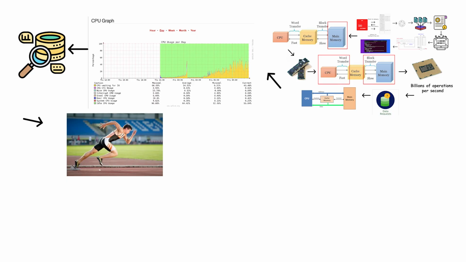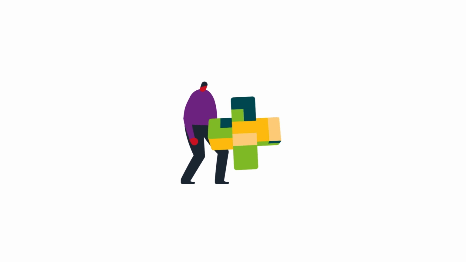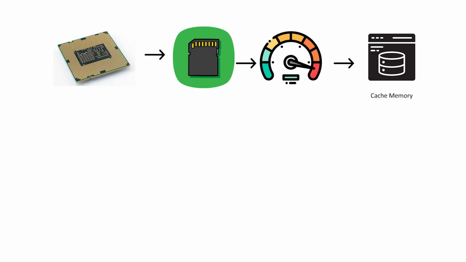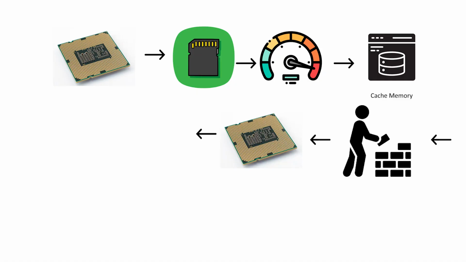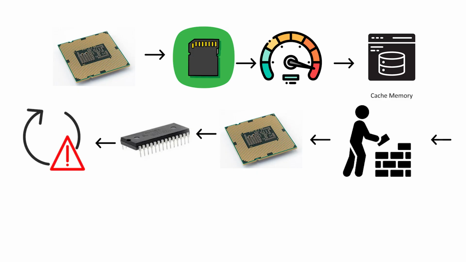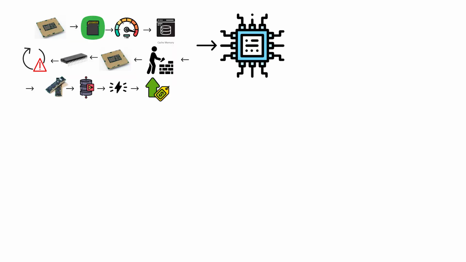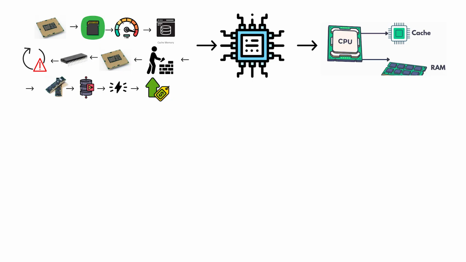Imagine a sprinter stopping mid-race to ask for directions. That's how bad the slowdown is. To solve this, CPUs use a smaller, much faster type of memory called cache memory. It's built directly into the processor and made of static random access memory, which doesn't need to be constantly refreshed like dynamic random access memory. That means it can deliver data almost instantly, but it's also far more expensive and takes up more physical space on the chip.